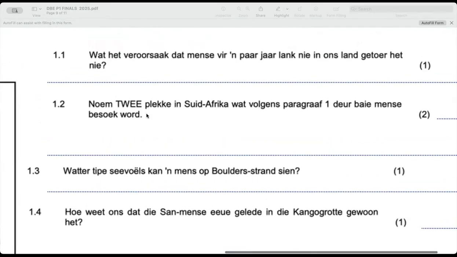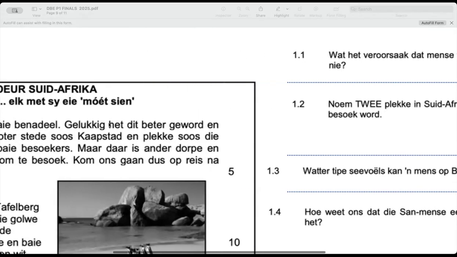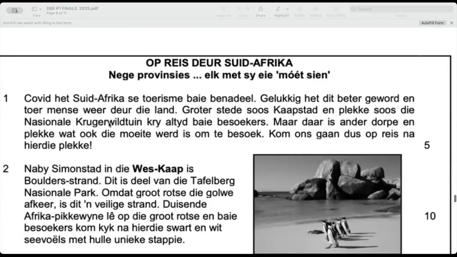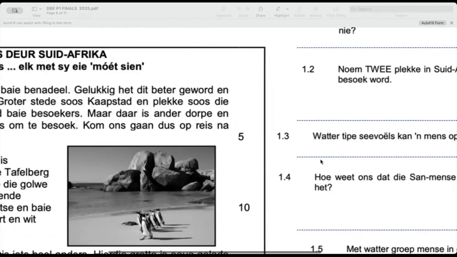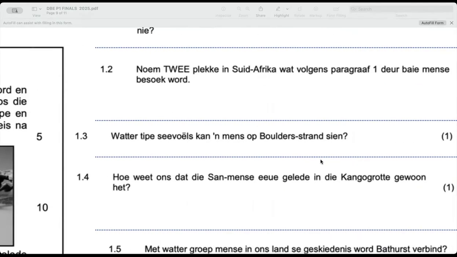So you go here, it says noem 2 plekke in Suid-Afrika wat volgens paragraaf 1 deur baie mense besoek word. So this is talking about 2 places in South Africa that lots of people, even if you don't know what besoek means. So then you would go back here and you would have a look, and literally it only mentions 2 places. So the one is Kaapstad and the other one is the Nasionale Krugerwildtuin. So there you found your 2 names. So you can see how analyzing the question is the key to finding the answer. Once you've analyzed your questions correctly, you will be able to.